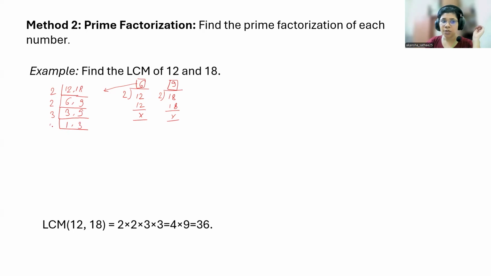Now again, you can choose 3. So 3 with 1 it is as it is, 1, but 3 by 3 is 1. So you have to keep on doing this process until you get 1, 1 at both the places. And now what is the LCM? LCM of 12 and 18 is equal to 2 into 2 into 3 into 3. So 2 into 2 into 3 into 3 is equal to 36. That is how you have to do it.